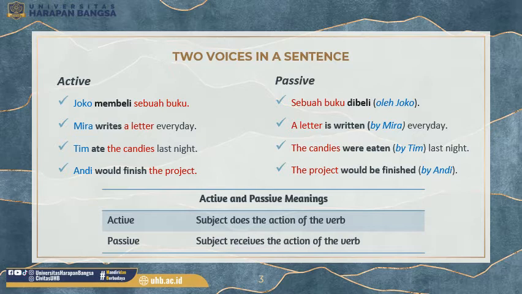Next example. Tim ate the candies last night. Ada subjek Tim yang melakukan aksi memakan, ate. Memakan apa? Objek, the candies. In passive, we have the candies were eaten by Tim last night. Jadi subjeknya the candies dikenai aksi oleh kata kerja yaitu were eaten, dimakan. Jadi bukan permen memakan oleh Tim, tapi permen dimakan oleh Tim.